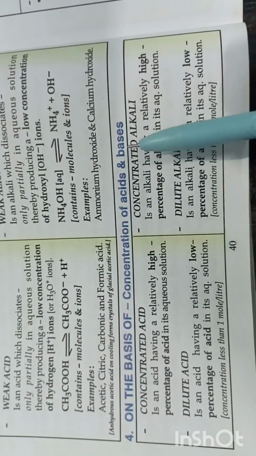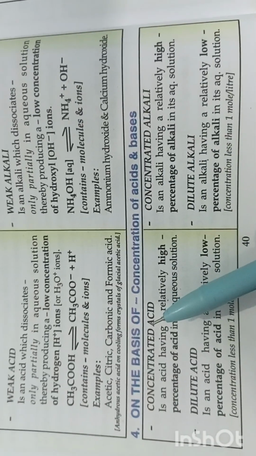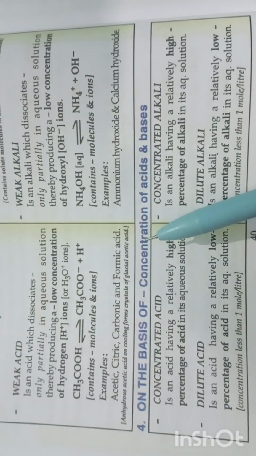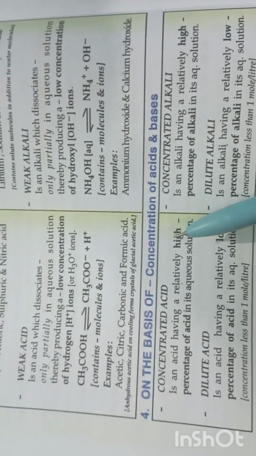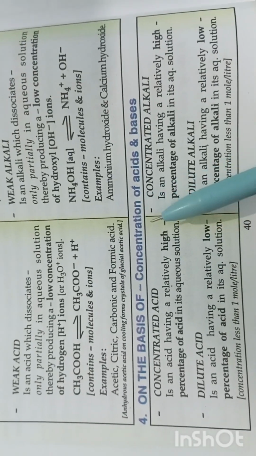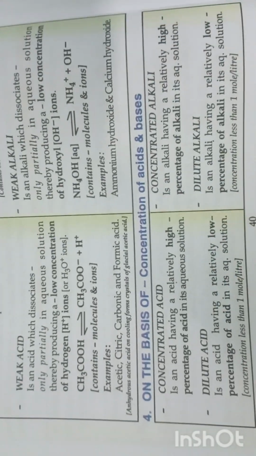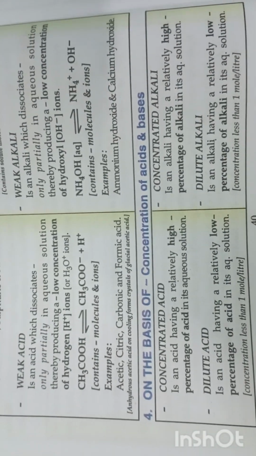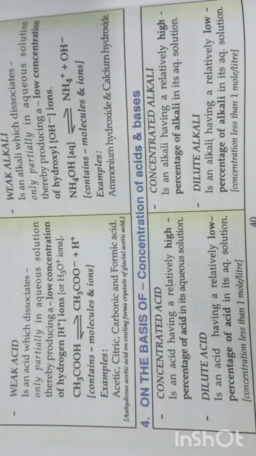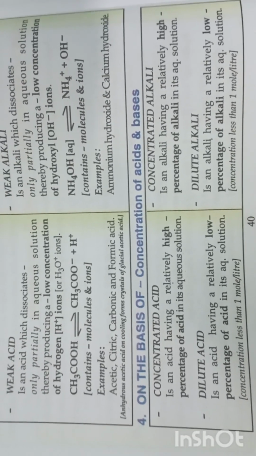Now, on the basis of concentration of acids and bases, concentrated acid means one which contains a relatively high percentage of acid in its aqueous solution, okay, in which the acid's percentage is more. Now dilute acid: when we add more solvent, that is water, to the concentrated acid, it converts into dilute acid, and hence dilute acid contains a relatively low percentage of acid in its aqueous solution.